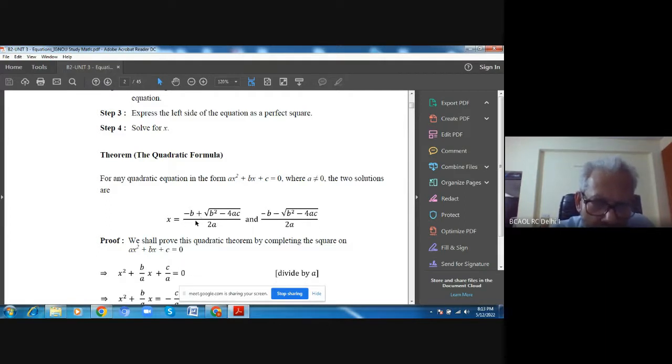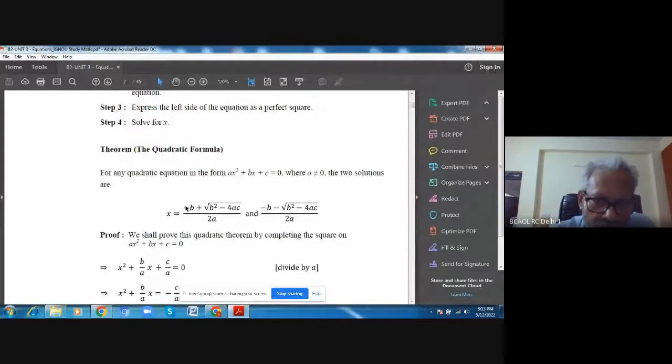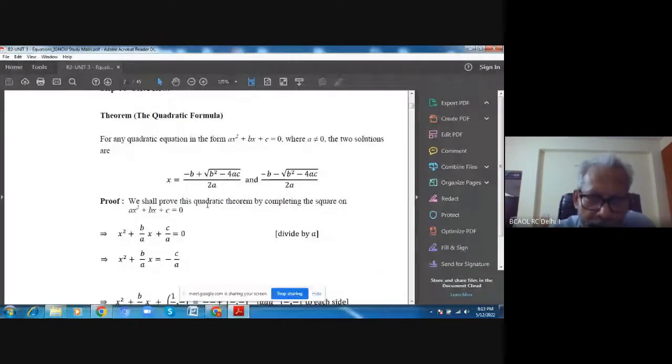x is equal to minus b plus minus root over b square minus 4ac divided by 2a. Otherwise, you can write there are two ways. One is the plus symbol here, one is the minus symbol here. So both are the roots of this equation. Now they are proving how it has come.